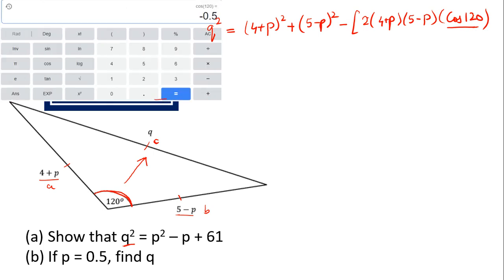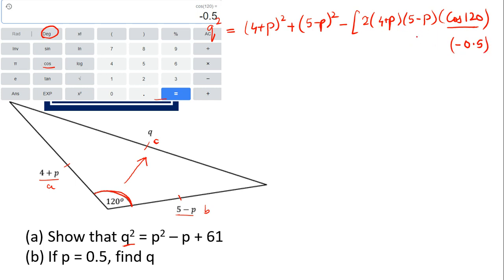You just gotta grab out your scientific calculator and see what your cos 120 is. Again, make sure that your calculator is set on degrees, and when it's on degrees, you just click cos, and cos 120 gives you negative 0.5. So I have a negative 0.5 here. So one of those is kind of set.